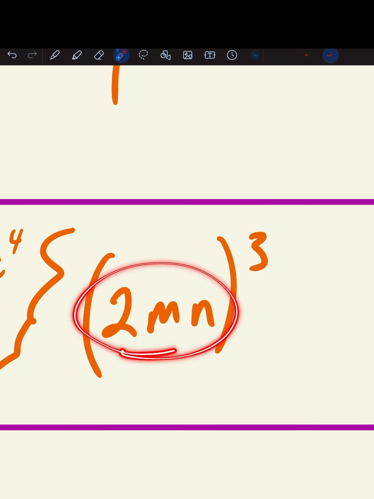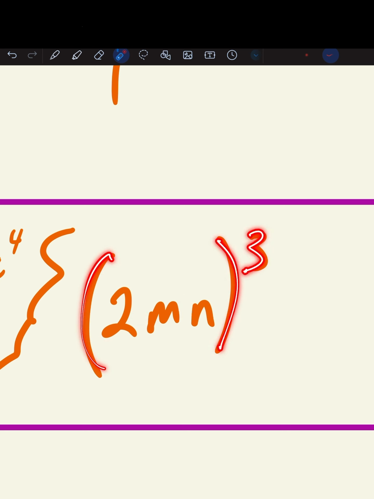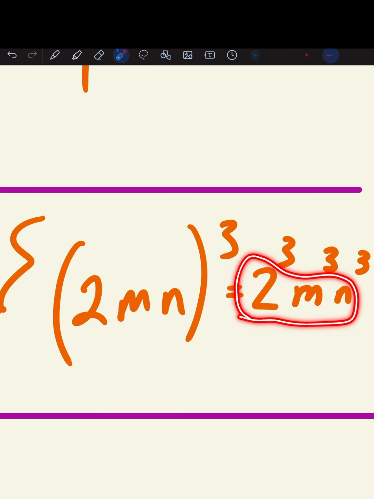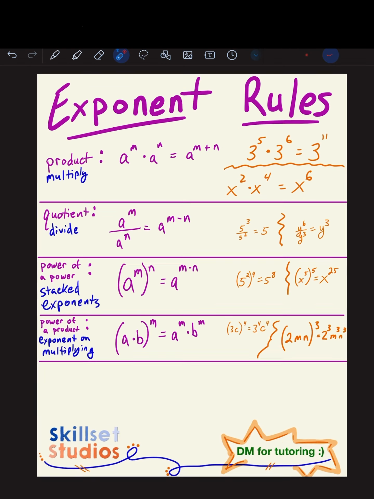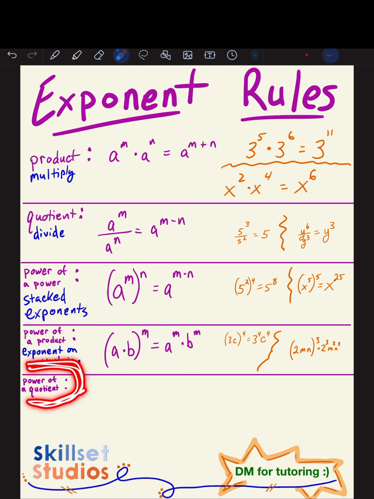Even if they have more than two things in those parentheses, as long as they're all multiplying and the exponent is outside of everything, then it's going to distribute into each individual piece. And again, all your bases will stay the same. They're just each going to gain the exponent. Our last one for this video will be the power of a quotient, exponent on top of division.